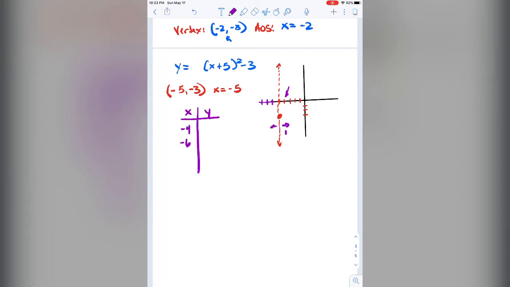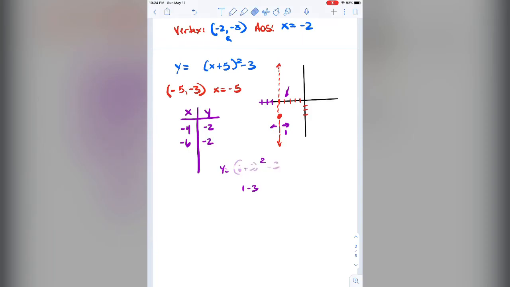Well, if I throw negative 4 in there, I've got negative 4 plus 5 squared minus 3. So negative 4 plus 5 is 1, squared is 1, minus 3 is negative 2. What if now I throw negative 6 in there instead of negative 4? Well, negative 6 plus 5 is negative 1. Negative 1 squared is positive 1. 1 minus 3 is, again, negative 2.